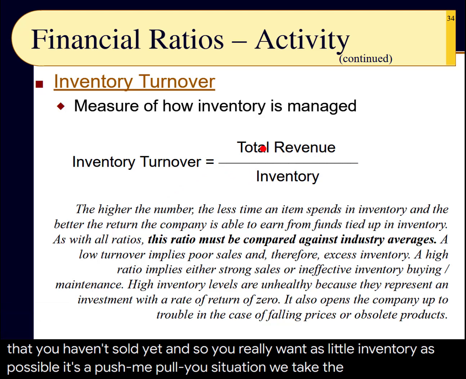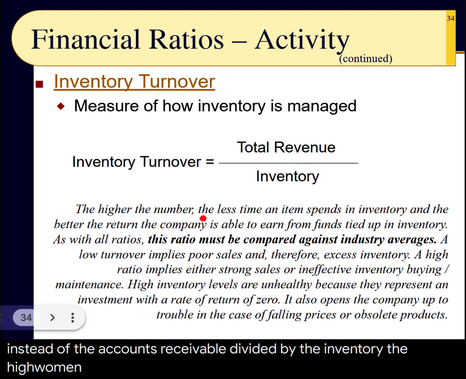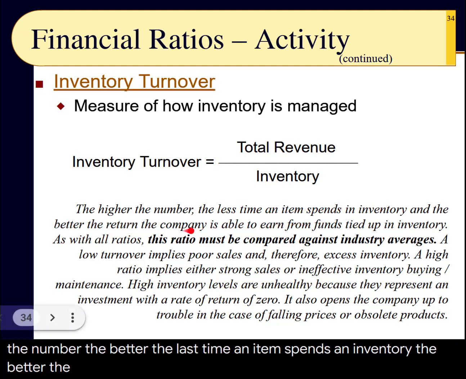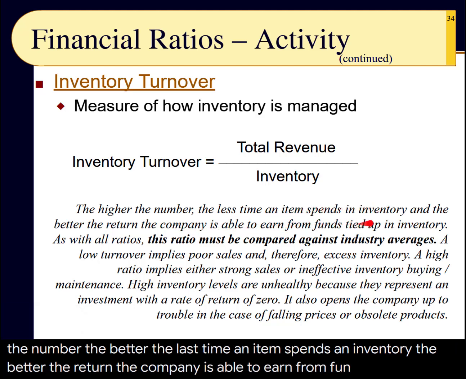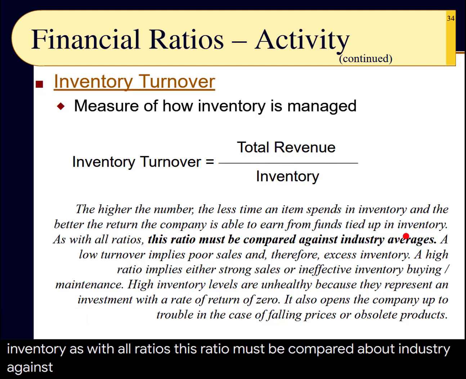We take the total revenue, and instead of the accounts receivable, we divide it by the inventory. The higher the number, the better. The less time an item spends in inventory, the better the return the company is able to earn from funds tied up in inventory. As with all ratios, this ratio must be compared against industry averages and their competitors. I think I said that, yeah.